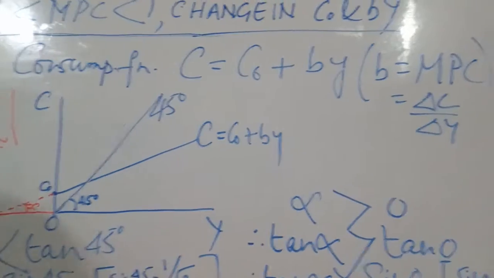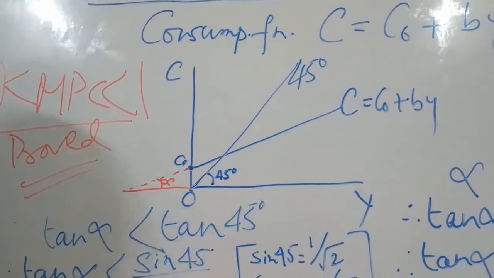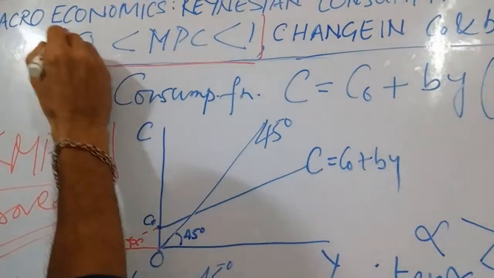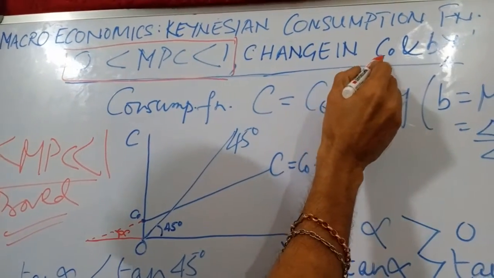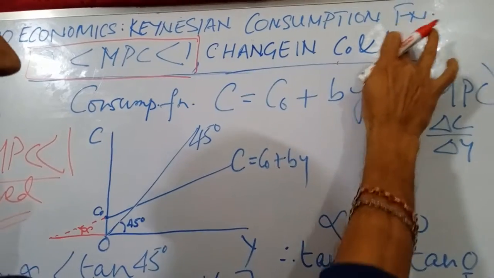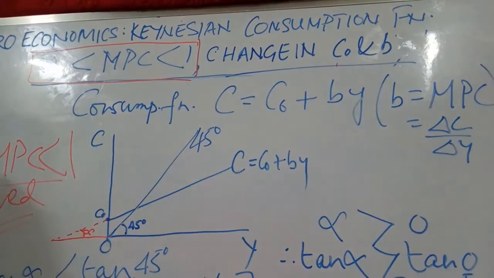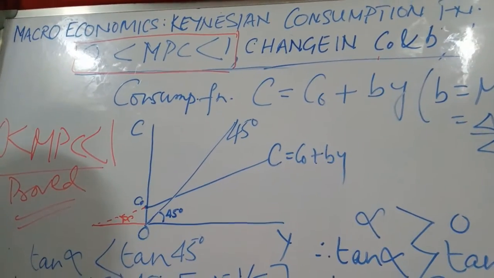Yeah. Now, this part is done. Now we shall move to change in C0, that is autonomous consumption, and change in B, that is MPC, marginal propensity to consume. Change in C0 and change in B, that is no change in income. Correct?